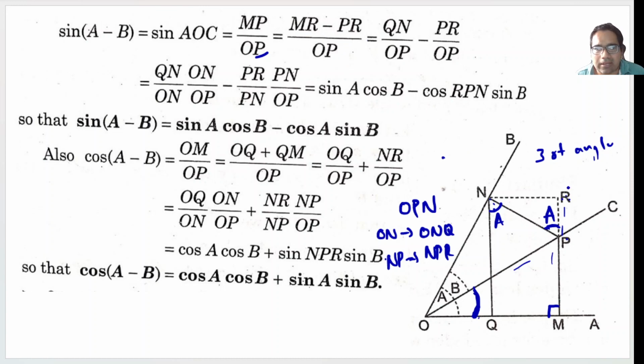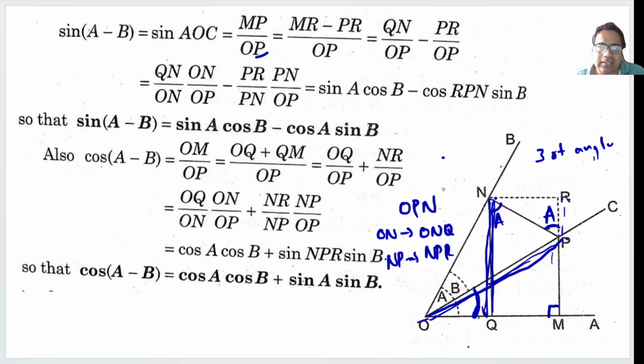What is MR? MR is the total line, and this is a rectangle, which is equal to NQ, right? MR equals NQ. So then this becomes NQ by OP minus PR by OP. Basically what we are saying, QN by OP, these two lines. Now let us do one thing. This line NQ is part of this right angle triangle. And OP is part of the mother right angle triangle.